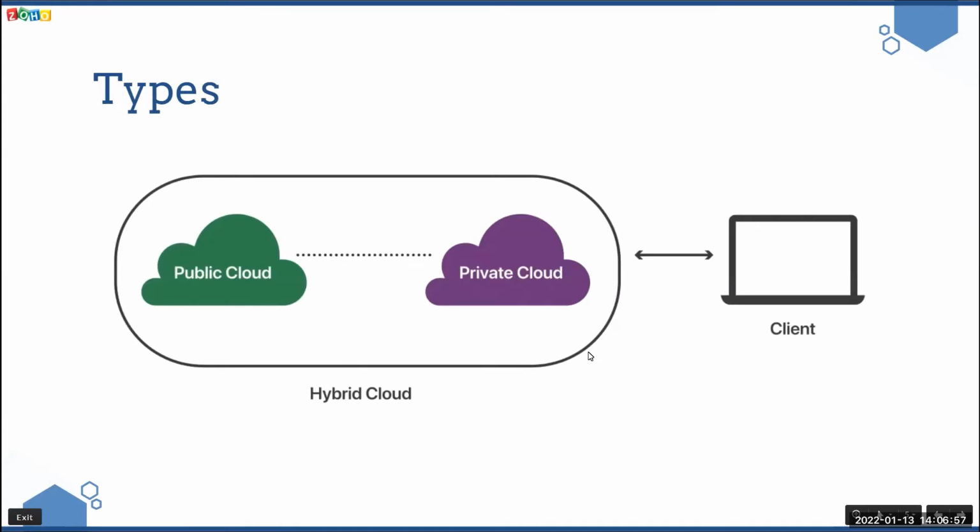Okay, then types of cloud: public cloud, private cloud. Let's take a private cloud, which is a server or data center fully dedicated to one organization. Examples I could say are Red Hat and VMware.